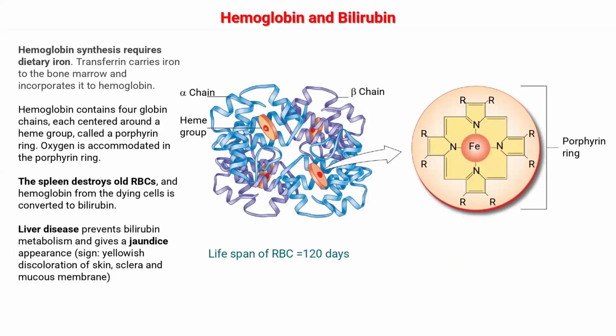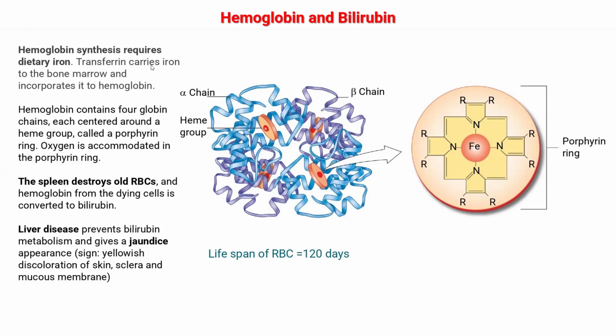Hemoglobin and bilirubin. Hemoglobin synthesis requires dietary iron. So hemoglobin is heme and globin, okay? And heme is iron, okay? So if you are not eating or taking enough iron, this would be a problem.